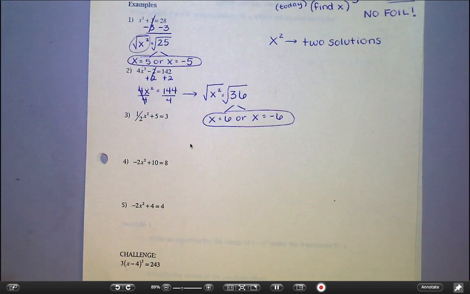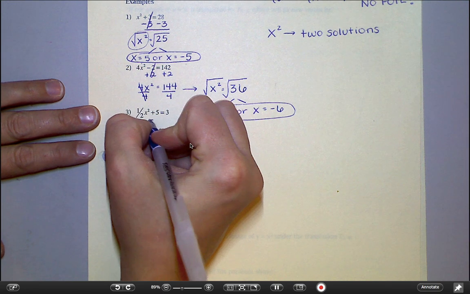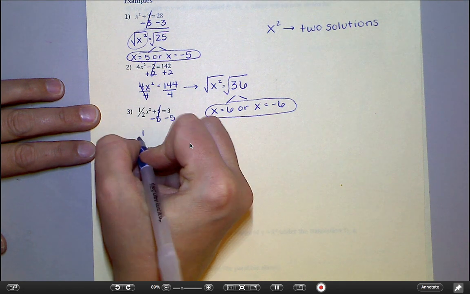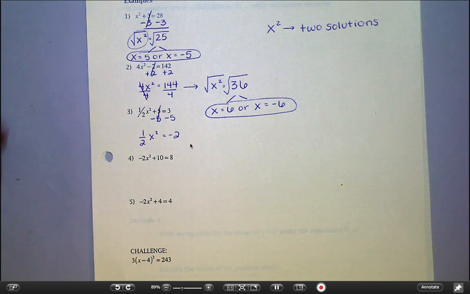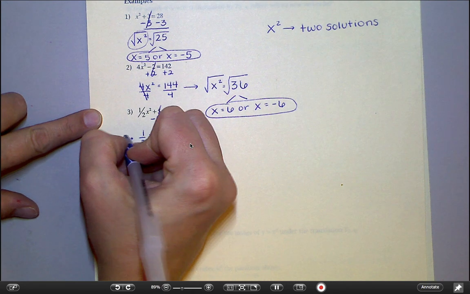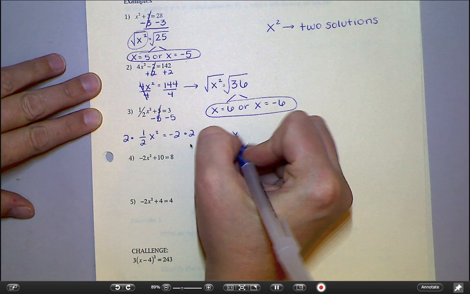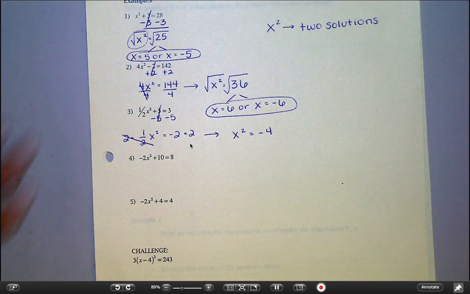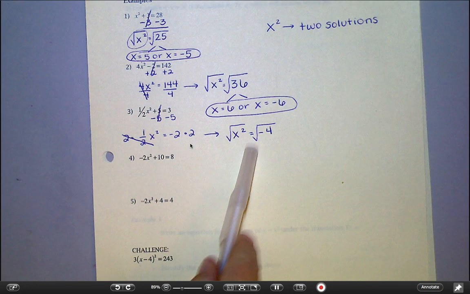Okay, so let's think about that next one. First thing I would do is get rid of that plus 5. So minus 5 minus 5. Okay, so now I have 1/2 x squared equals negative 2. And then think about how we could get rid of the 1/2. I would get rid of it by multiplying by the reciprocal. So I would multiply by 2. Okay, so I end up with x squared equals negative 4.